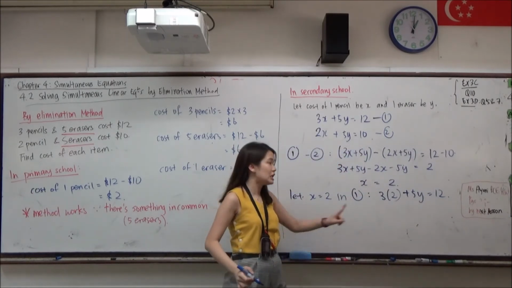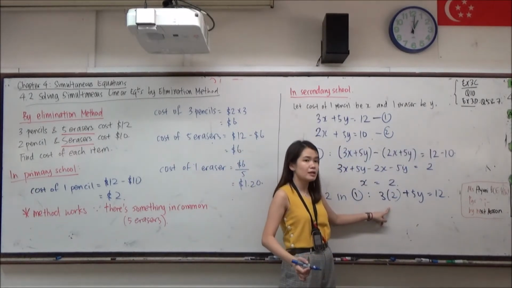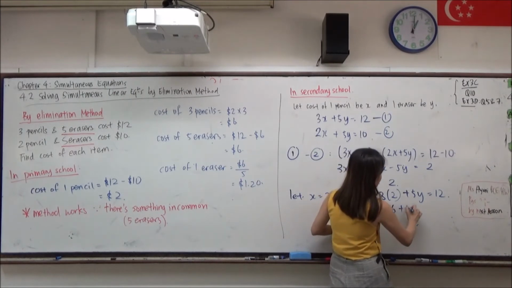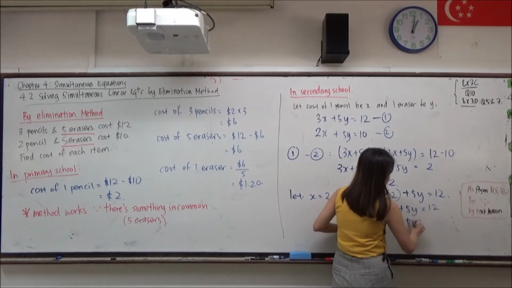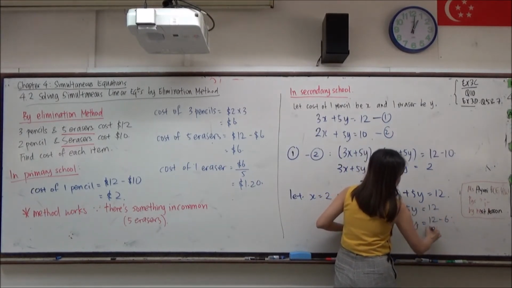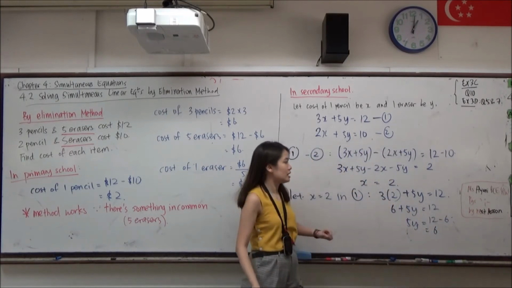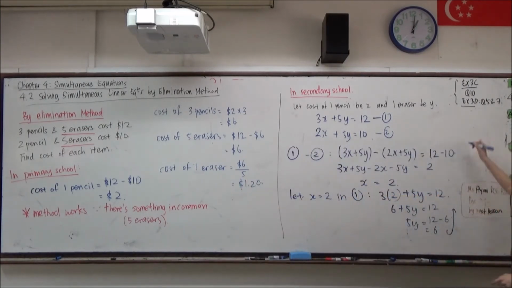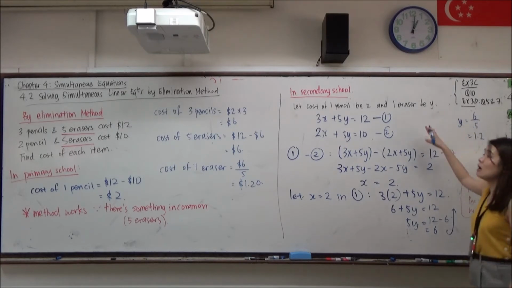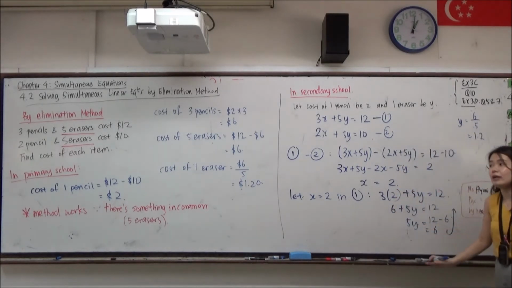And then we are familiar with how to solve this kind of equation, right? So we get 6 plus 5y equals 12. 5y equals 12 minus 6 equals 6. So y is equal to 6 divided by 5, and we find that y is equal to 1.2. Okay, so this will be how an algebra approach will be like, whenever you do elimination.